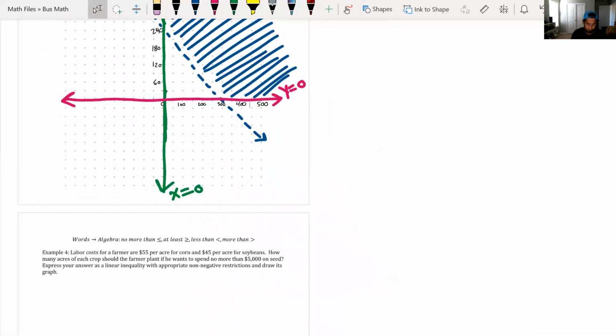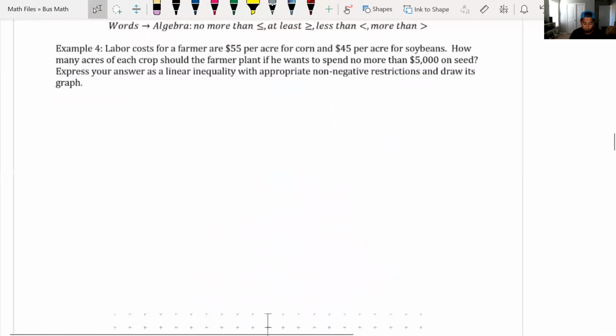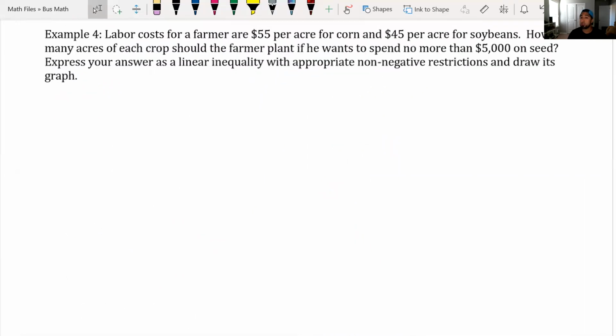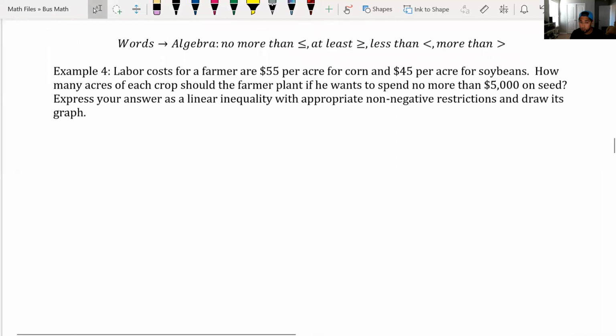Word problem. On this one, we are going to make our own inequality. Labor costs for a farmer are $55 per acre for corn and $45 per acre for soybeans. How many acres of each crop should the farmer plant if he wants to spend no more than $5,000 on seed? Express your answer as a linear inequality with appropriate non-negative restrictions and draw its graph.